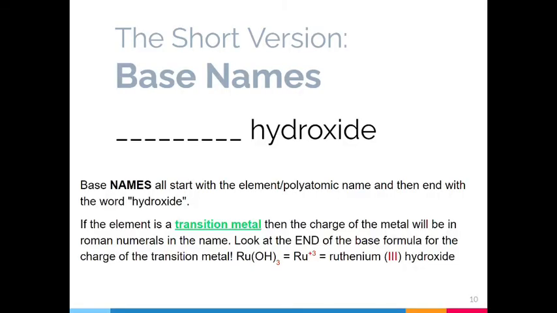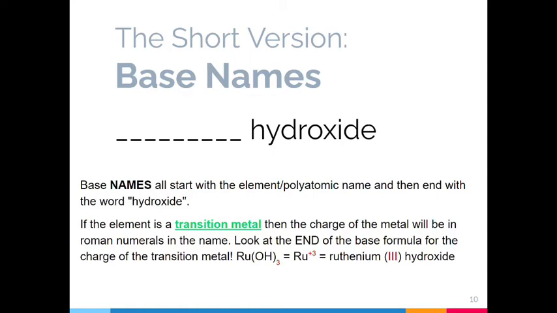And the name of OH is hydroxide. So the names of these bases should be real simple. It's that first thing, whatever its name is, and then the word hydroxide, and that's it. The only way this is going to get more complicated is if we have a transition metal in it, but even then, the only other thing it adds is the charge of the transition metal goes in the middle of the name.